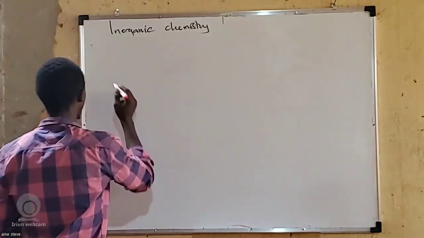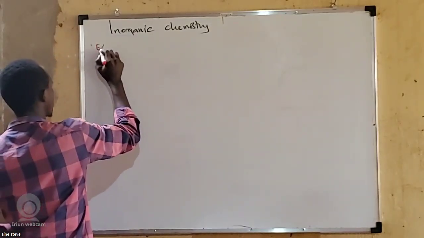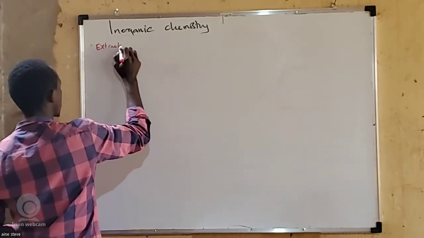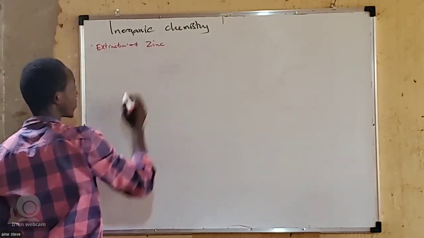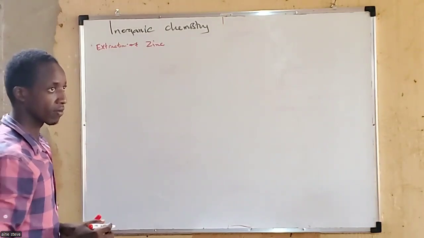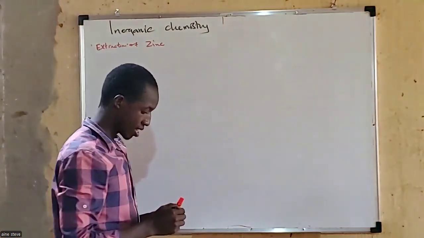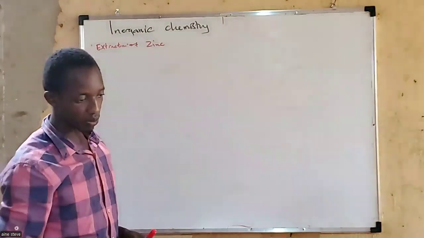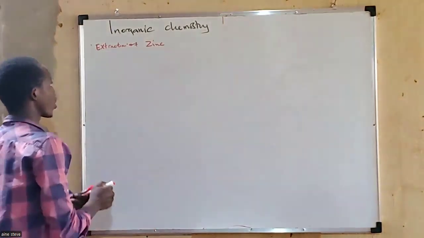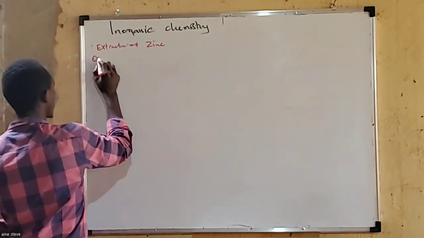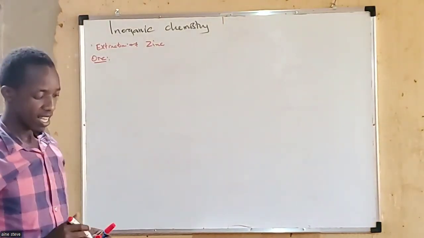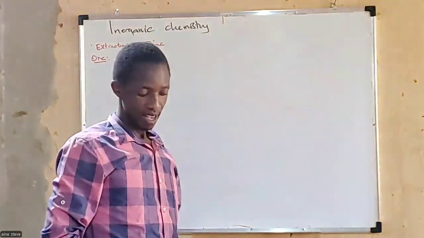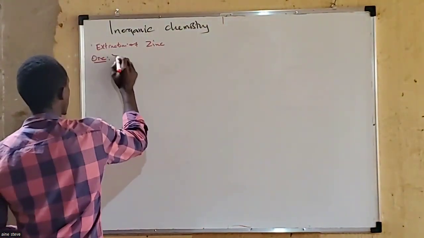So we are going to look at extraction of zinc. When you are looking at extraction of zinc, we need to know what we call the ore. The ore from which zinc is extracted. The chief ore is what we call zinc blende.